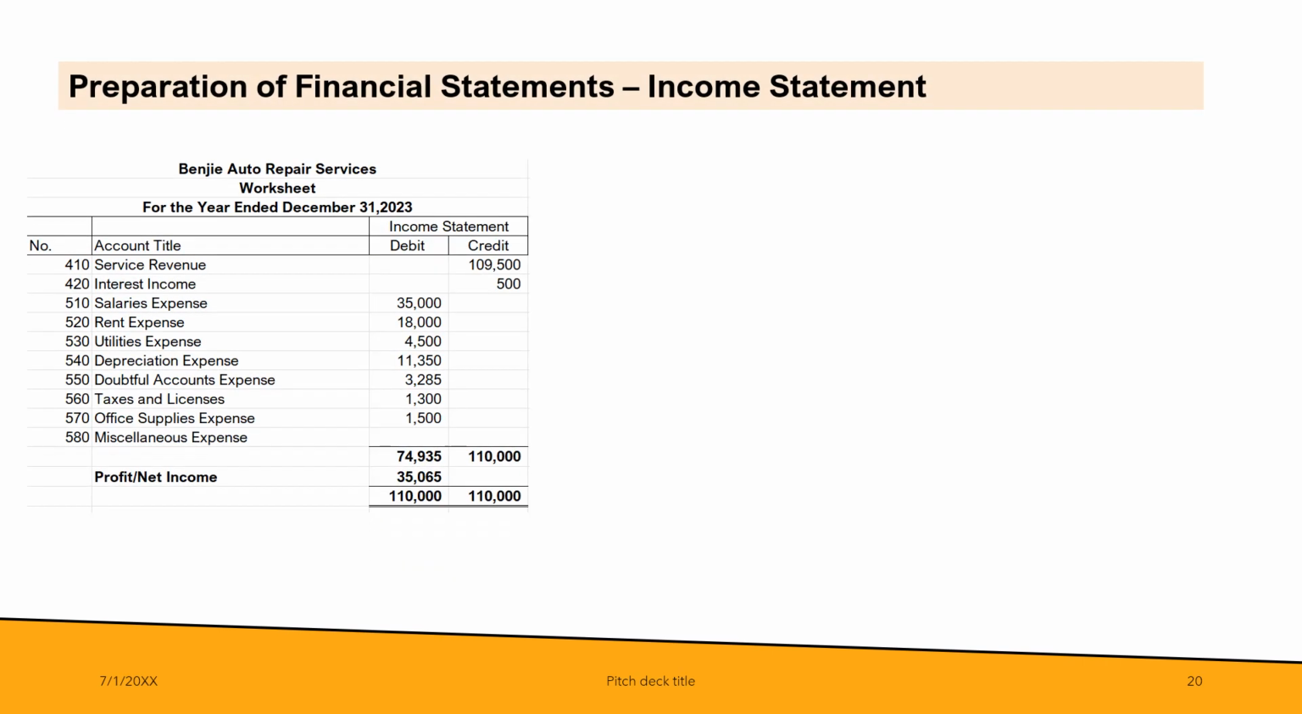Since we already completed the worksheet, we can now prepare the financial statements. First, we will prepare the income statement. Actually, we will just formalize the worksheet and make it a formal report. So I lifted the income statement column with account titles and balances because this will be the contents of your income statement. Again, we will just be formalizing this worksheet into a formal report.